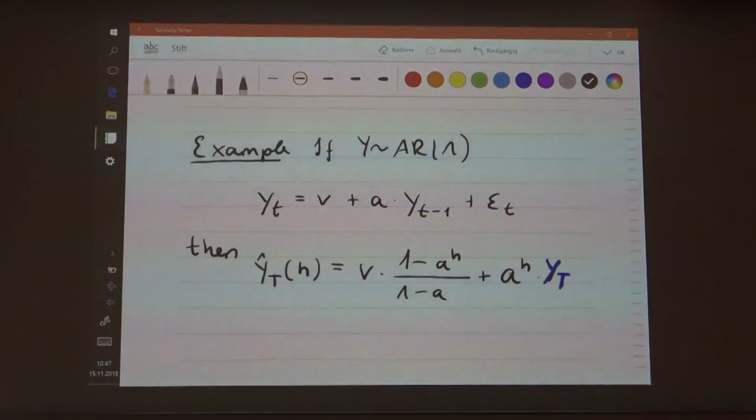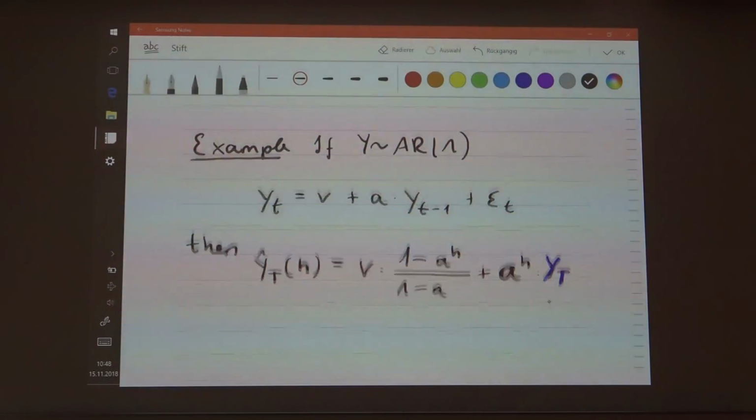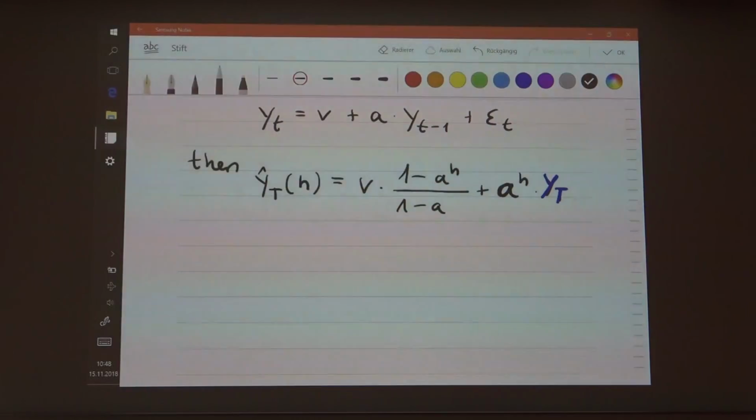Now, if the absolute value of the constant is less than 1, then this expression will converge to 0 as h converges to infinity. So then the forecast will be v times 1 over 1 minus a, which is the expectation of the process. Remember that. I hope that you remember this.